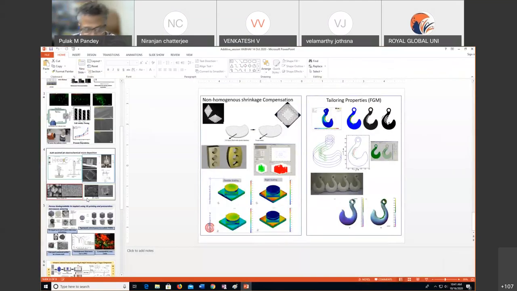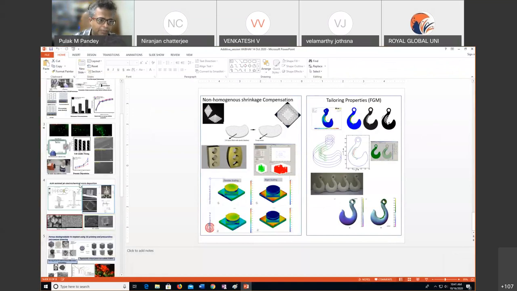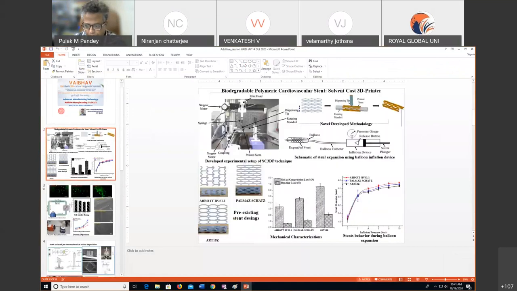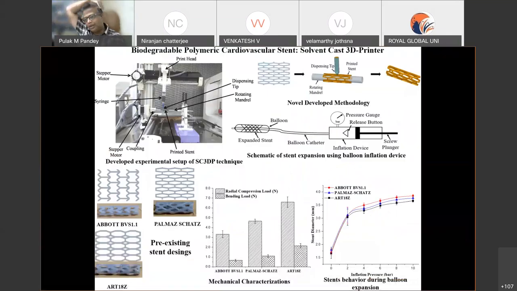Okay, now let me come back to some biomedical work which we have done at IIT Delhi. This is very latest work. Still the thesis has not been submitted. The synopsis is over. Our patents have been filed, and we have already patented the algorithm, etc. So you can see this is a biodegradable polymer cardiovascular stent. This is an implant basically, correct?